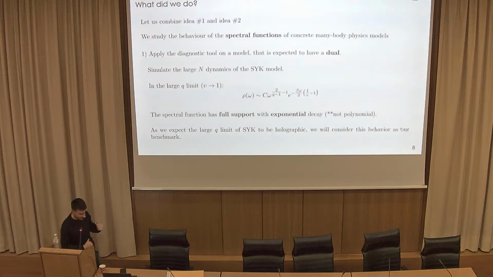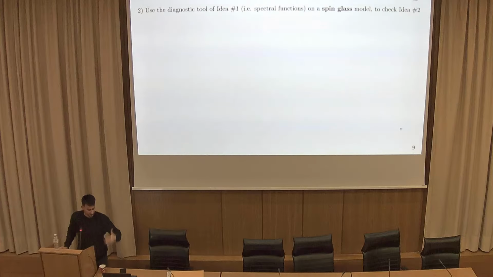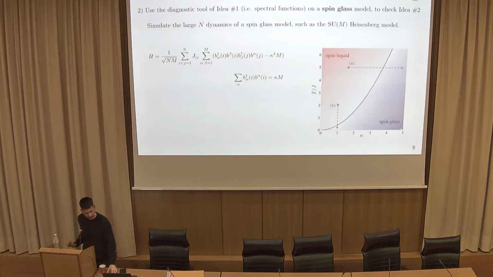So for the next model we're going to study, we will take this behavior as a benchmark, because people expect that the large Q limit of SYK could be holographic. The next model that we study, so that we combine it with idea 2, is a spin glass model. And again, we want to do the same job. We want to calculate the spectral function of this SU(M) Heisenberg model for different positions on the phase diagram.